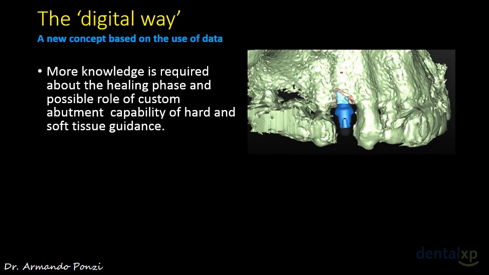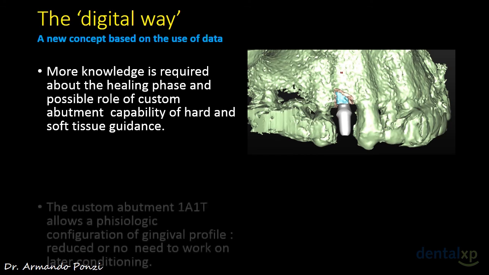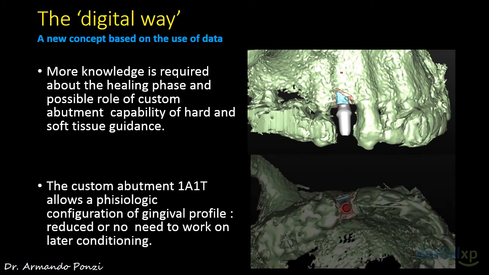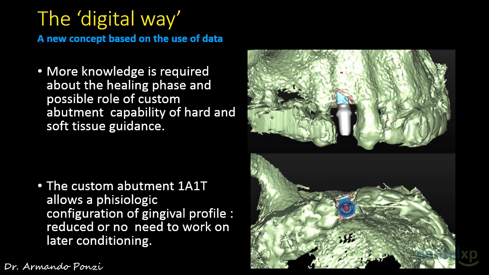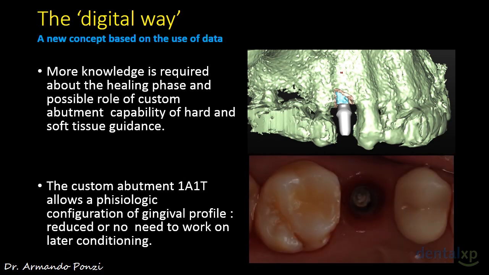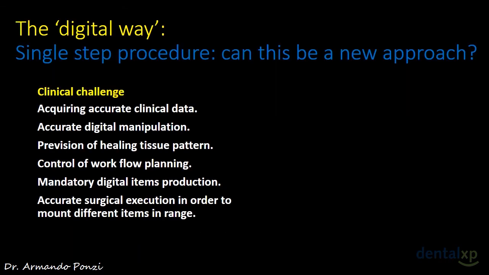The digital way is a new concept based on the use of data. And according to me, more knowledge is required about the healing phase and the possible role of custom abutment capability of hard and soft tissue guidance. The custom abutment 1A1T allows a physiologic configuration of the gingival profile, with reduced or no need to work on later conditioning. And on the initial question, single-step procedure, can this be a new approach?